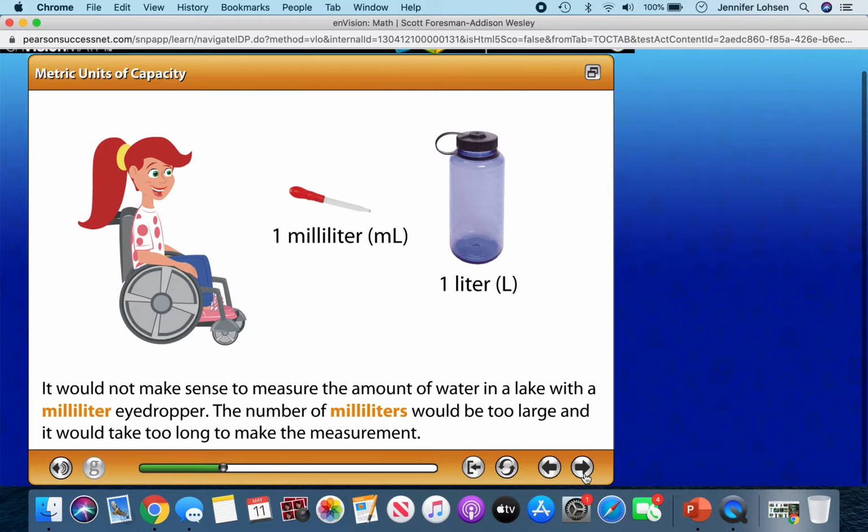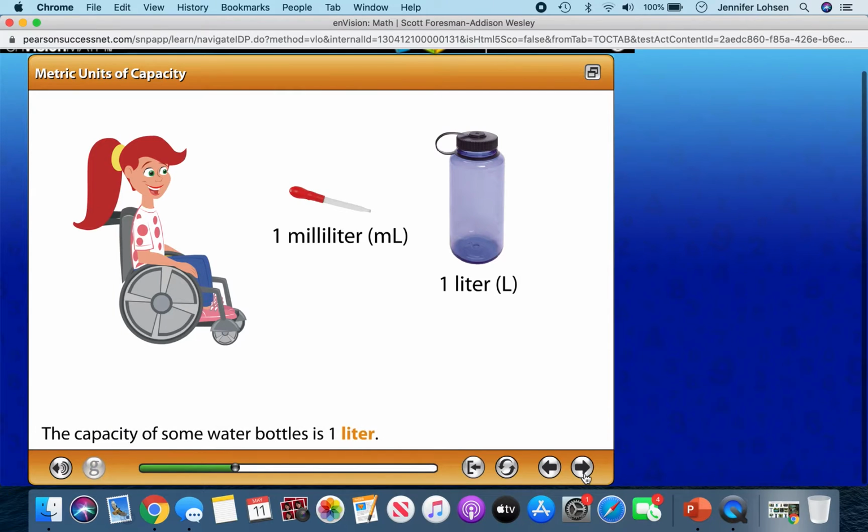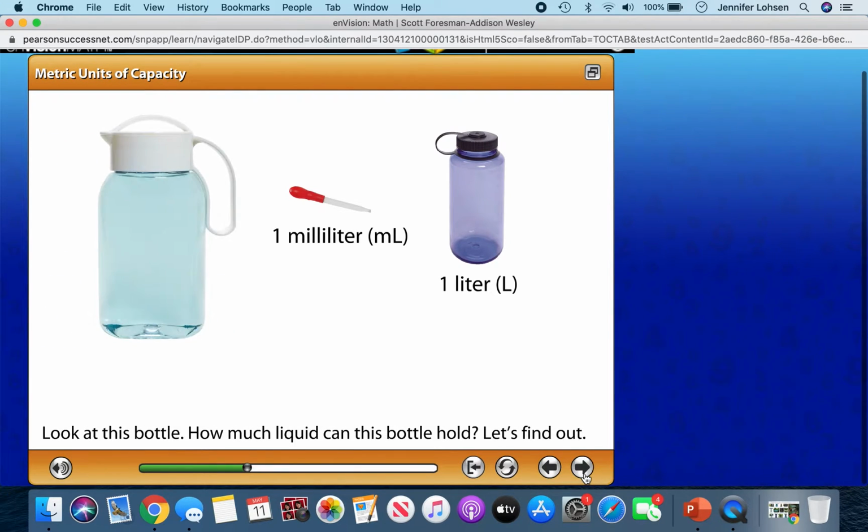It would not make sense to measure the amount of water in a lake with a milliliter eyedropper. The number of milliliters would be too large, and it would take too long to make the measurement. The capacity of some water bottles is 1 liter.